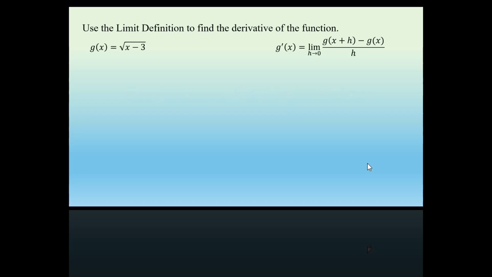Alright, so we need to find g prime using the limit definition. And recall the limit as h goes to 0 of g of x plus h minus g of x all over h. Alright, so like always, I have g of x, I have h, I just need to find g of x plus h. So everywhere we see an x, we're going to replace it with x plus h. And then we'll plug it into the limit definition.